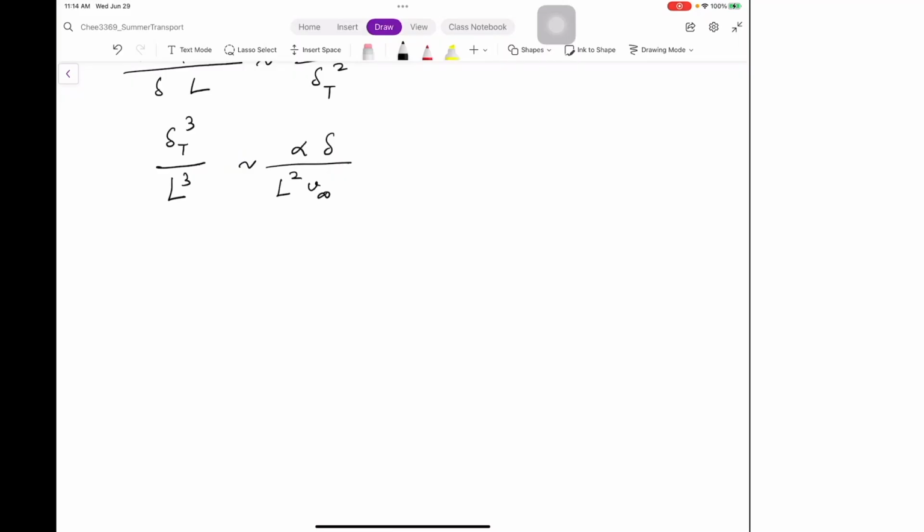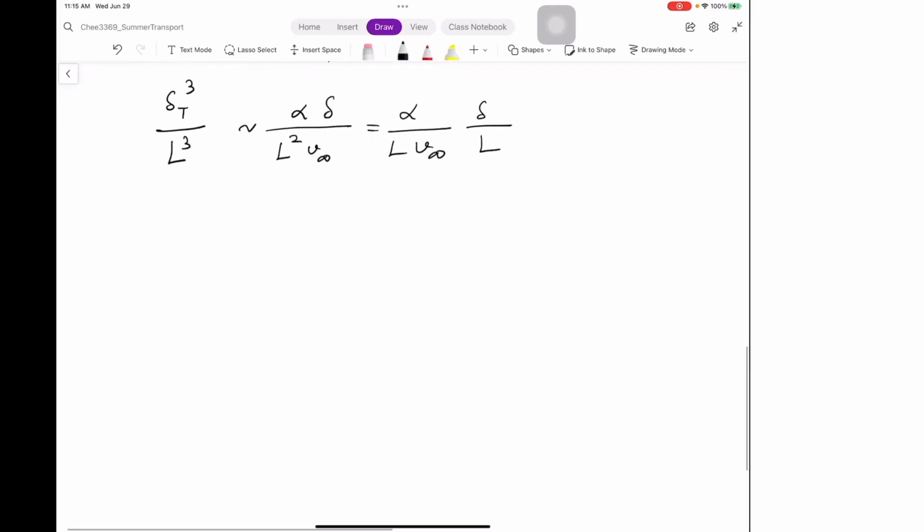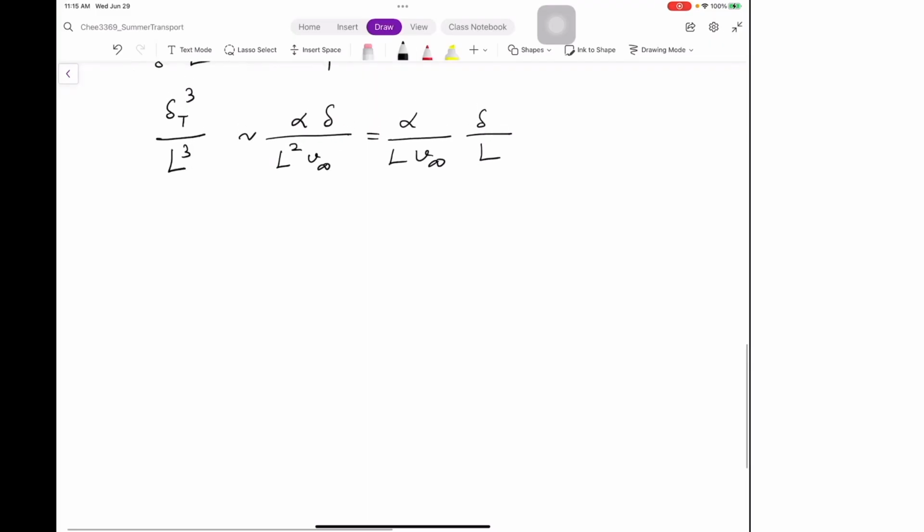Okay, let's elaborate more on this. So there are things that we know, right? For example, delta over L, we have an idea about it. Alpha over L V infinity. So delta over L, we know about it. Or maybe you can say, okay, so yeah, let's have this delta over L on the right hand side.